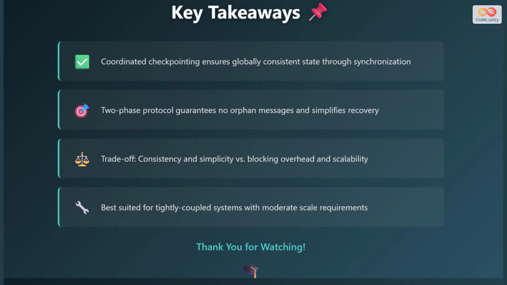Let's summarize the key points. Coordinated checkpointing ensures globally consistent state through synchronization across all processes. The two-phase protocol guarantees no orphan messages and simplifies recovery procedures. There is a trade-off between consistency and simplicity versus blocking overhead and scalability limitations. Coordinated checkpointing is best suited for tightly coupled systems with moderate scale requirements. Understanding coordinated checkpointing is fundamental to building reliable distributed systems.